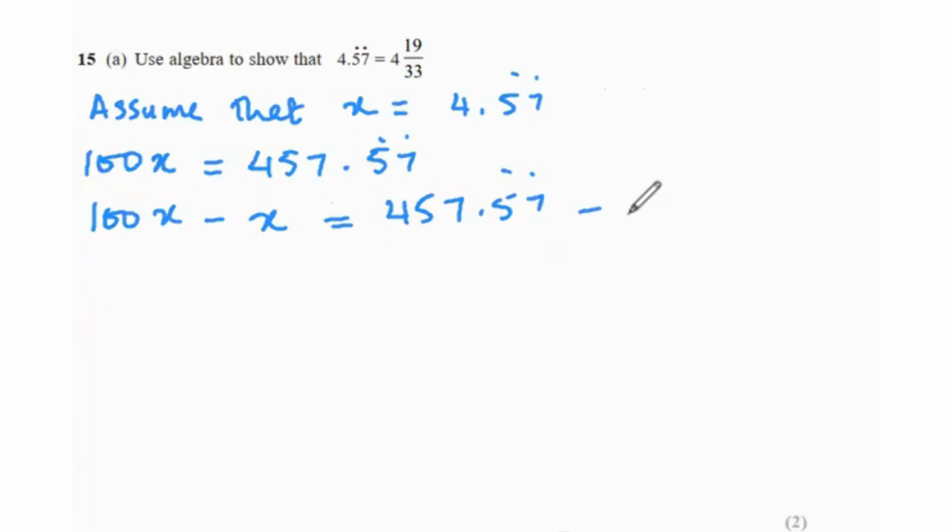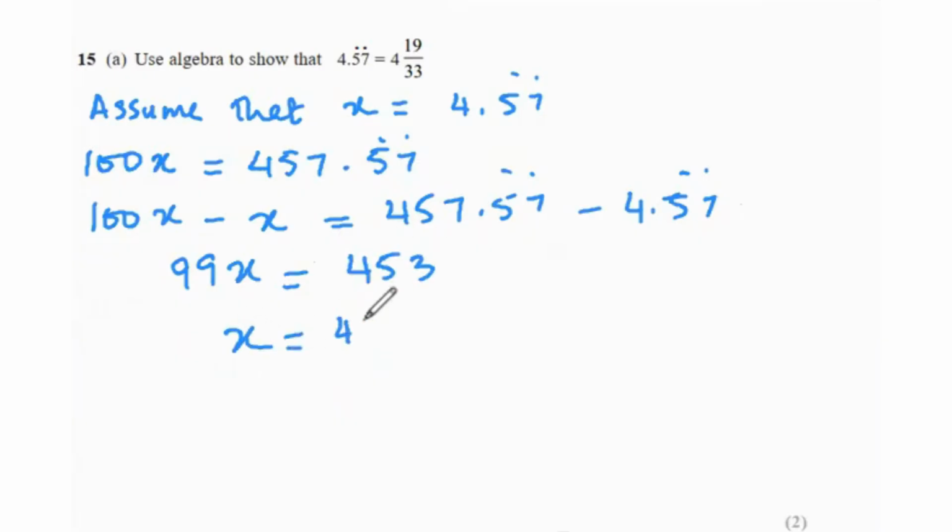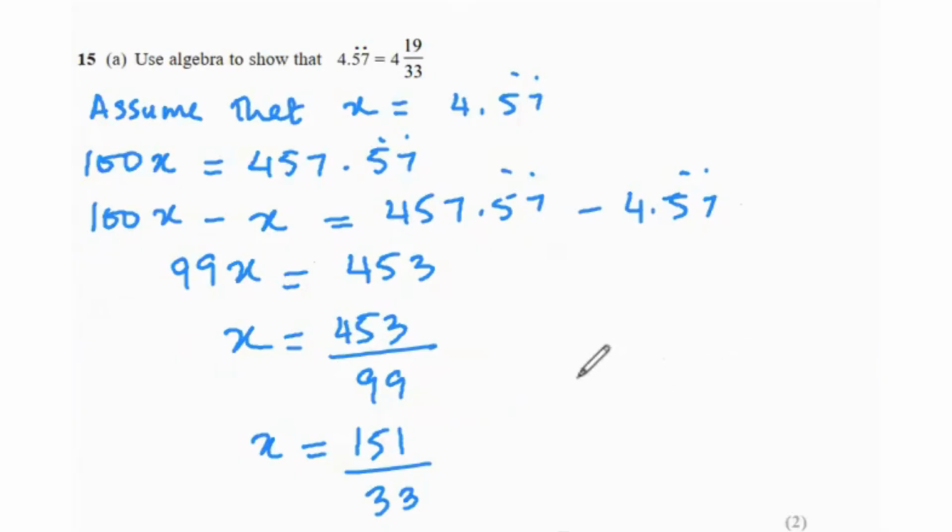So that's 457.57 recurring minus 4.57 recurring. 100x minus x is 99x. 457.57 recurring minus 4.57 recurring is 453. x is going to be 453 divided by 99. Both come in the 3 times table. That's going to give us 151 over 33. Divide them by each other to convert into a mixed number, which gives us the same number as in the question, 4 whole number 19 over 33. That's your answer.